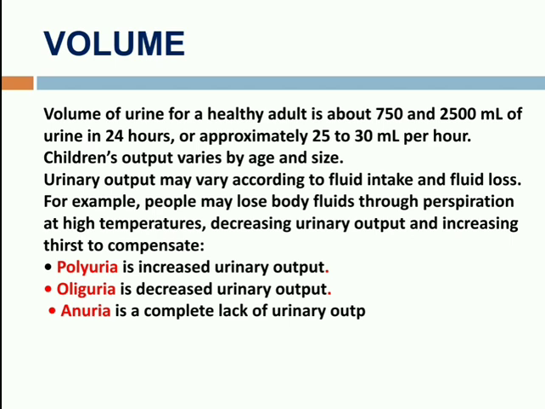Volume. Volume of urine for a healthy adult is about 750 to 2500 ml for 24 hours, which is 25 to 30 ml per hour.